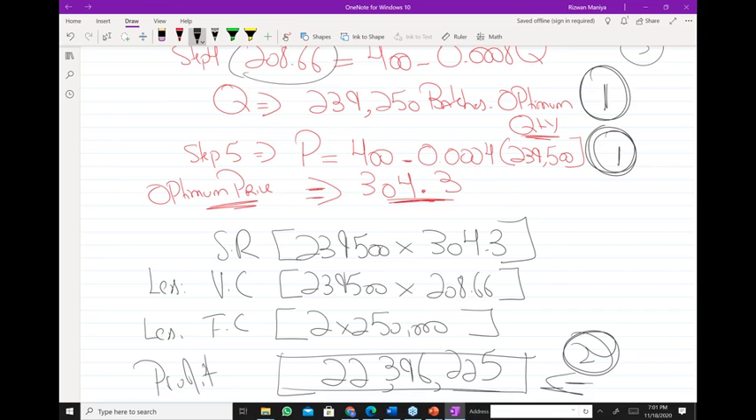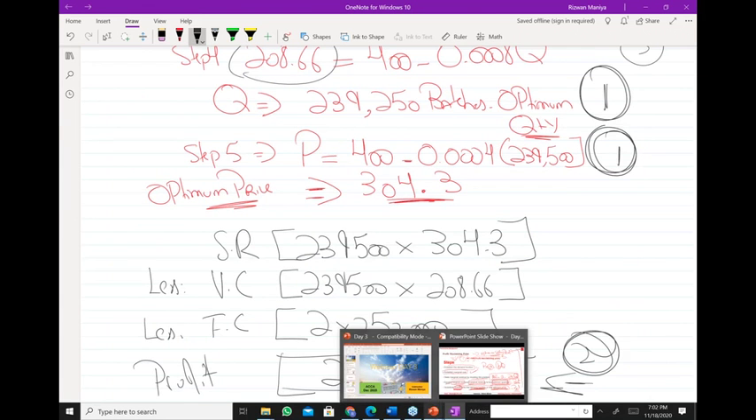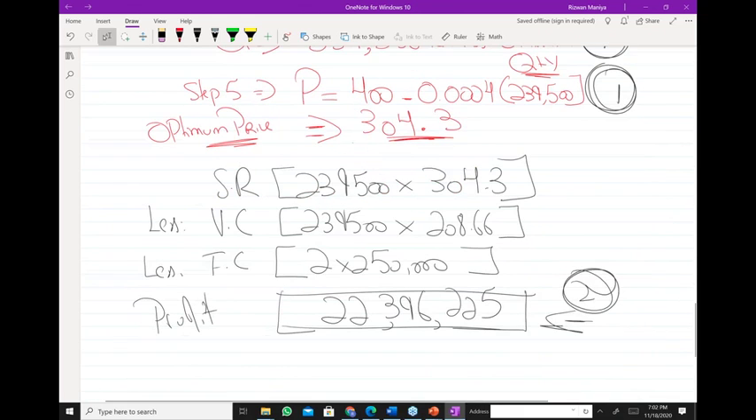Okay, fixed cost, I'll repeat here. You just look here in the question. It was mentioned the fixed production overheads is expected to be 2 per batch for the period based on budgeted production level of 250,000 batches. So 2 multiplied by 250,000 will give you the total fixed cost of 500,000. Getting the point?